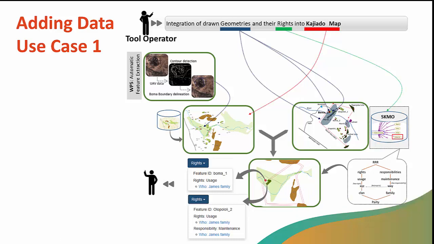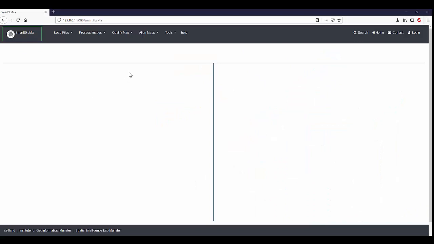Now I show you in the SmartSkeMa web interface how adding data works. This is the SmartSkeMa web interface. At the top, you see the different tools. You can load the files, process the images, and so on. And in the main window, we have the place where we can load the sketch map and the base map.